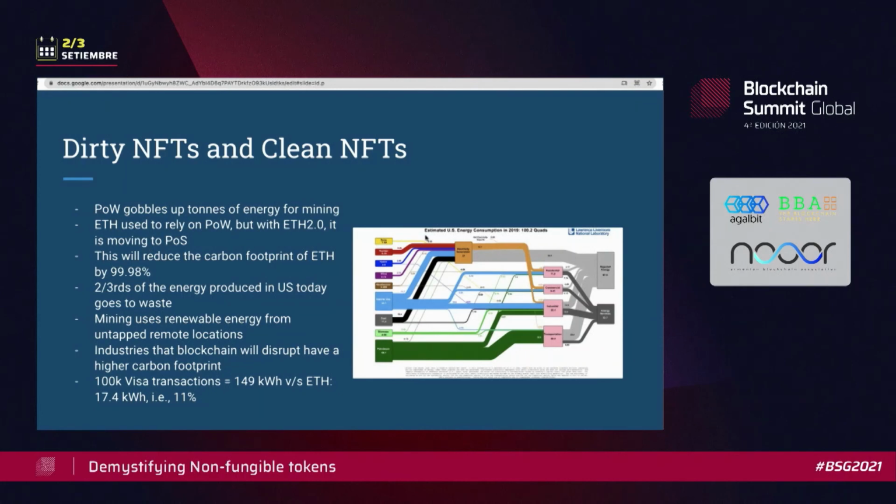The other factor to note is that two-thirds of the energy that is produced in the US today actually goes to waste. So mining will use the renewable energy from untapped remote locations to actually support blockchain development. So that then goes to say that NFTs will not have a large environmental impact. The other thing to note is that 100,000 Visa transactions actually result in 149 kWh of energy being used, versus with Ethereum 2.0 and NFTs, 17.4 kWh energy will be used, which is just 11%.